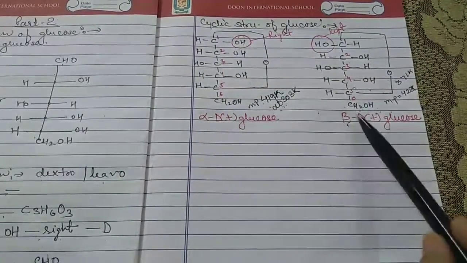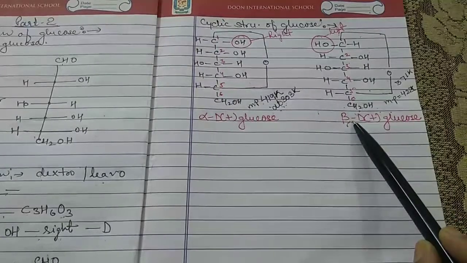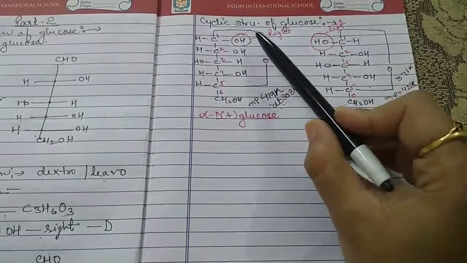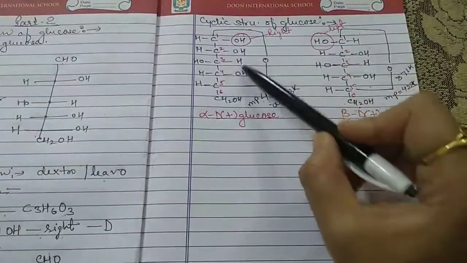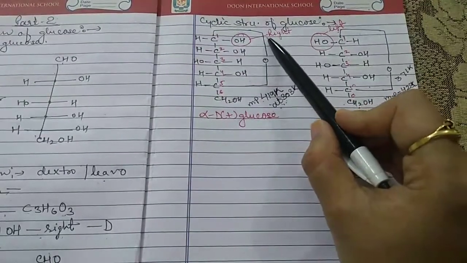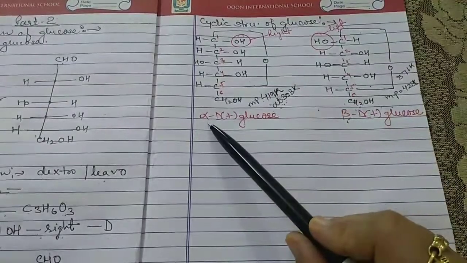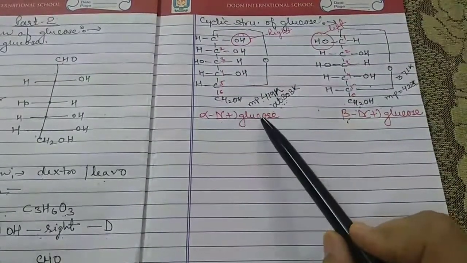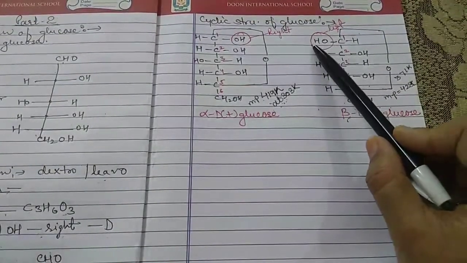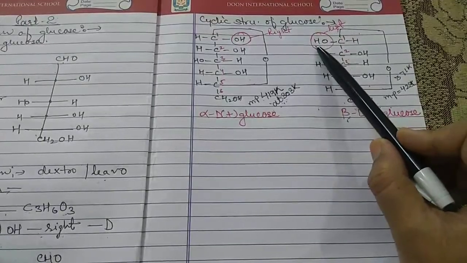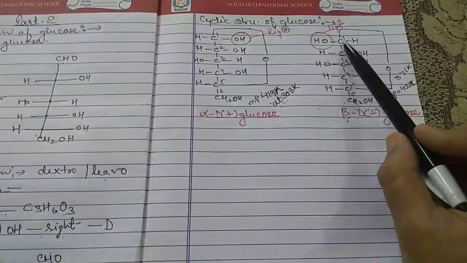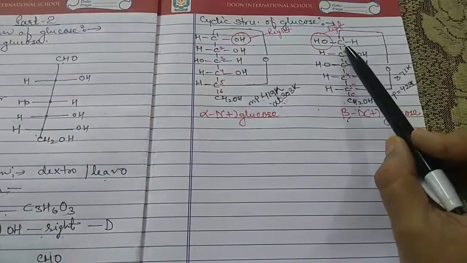So these are the anomers, these are the isomers. The isomer having the hydroxyl group on the right hand side, in this isomer the OH group is present on the right hand side, is known as alpha D glucose. And if the isomer has the hydroxyl group or OH group on the left hand side of the C1 carbon atom, here we are only talking about the C1 carbon atom.